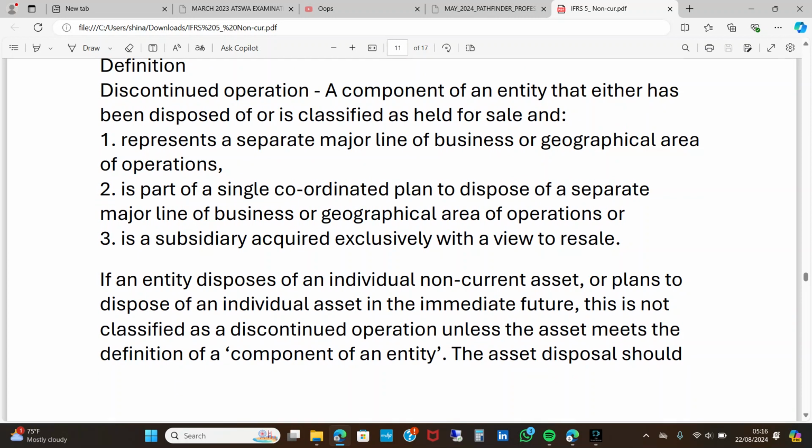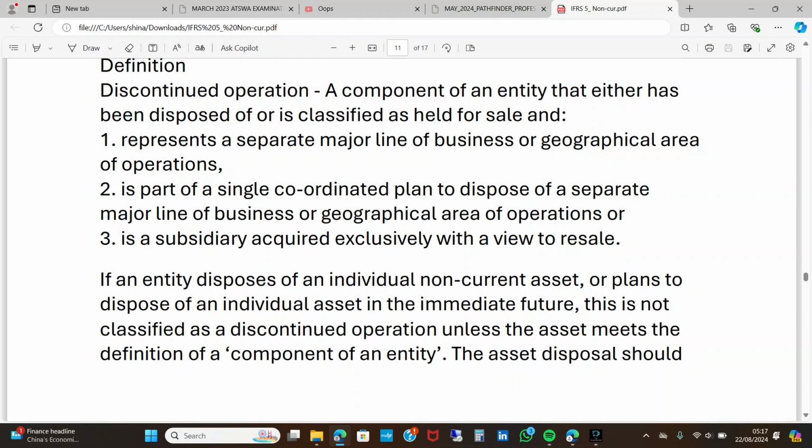I'll come again. A discontinued operation is a component of an entity that either has been disposed of, meaning we have sold it off, or we are classifying it as held for sale, meaning we intend to sell. So if we have a component of an entity that we have sold or we are intending to sell, that's called a discontinued operation. Please note that the word that differentiates a discontinued operation from other things is that it must be a component of an entity. Look at that word, component. Now, let's look at what we mean by component. That's what we want to define now under the 1, 2, 3 that you have there.